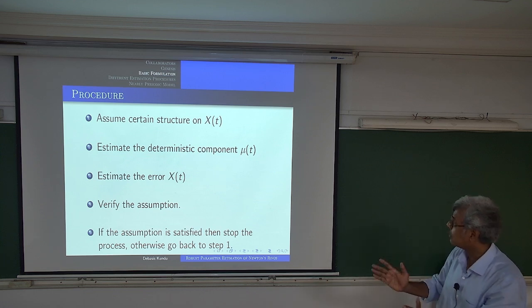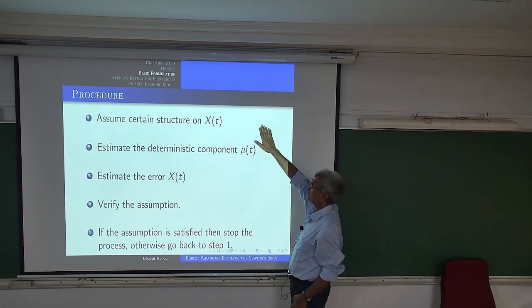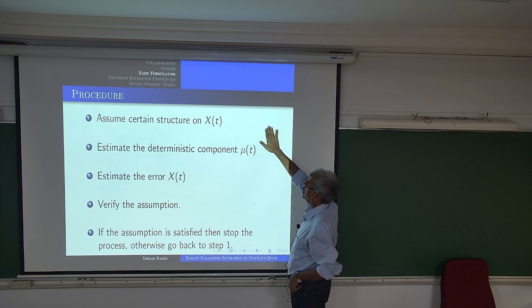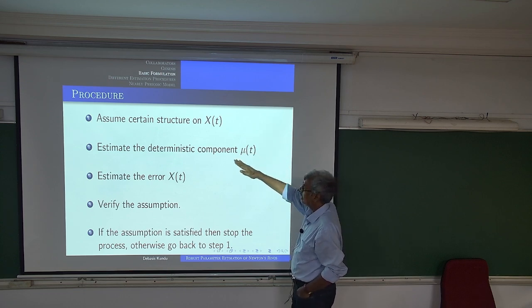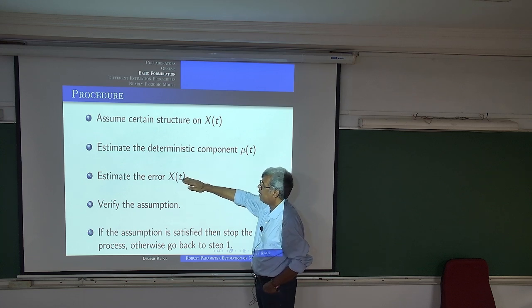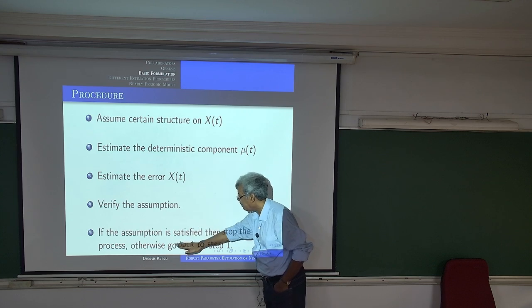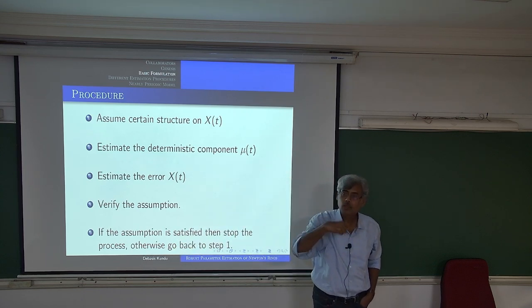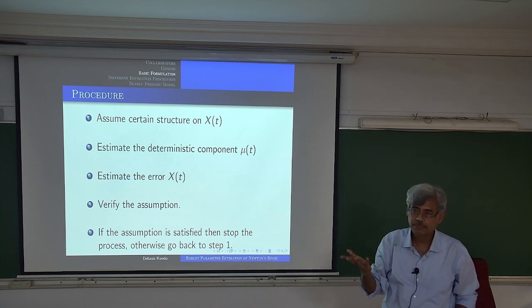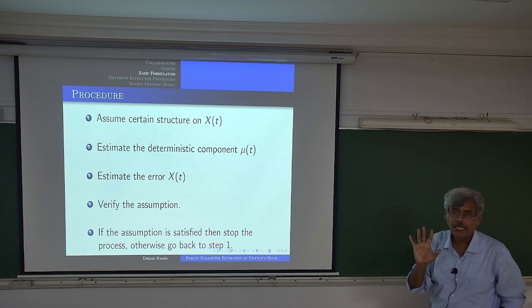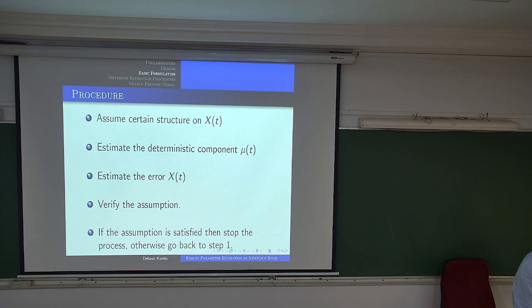Okay, clear? So based on that sample, I am doing all these things. I will first make an assumption on the structure of the xt. I'll go for the estimations. I'll cross check this one. I'll estimate the error. I'll cross check that one. If it is satisfying, I am happy. If it is not, then I'll go back and I have to change that assumption. Okay, so that's the procedure that we follow.